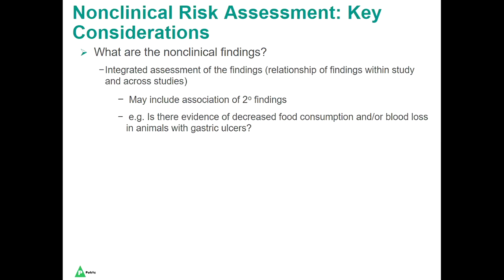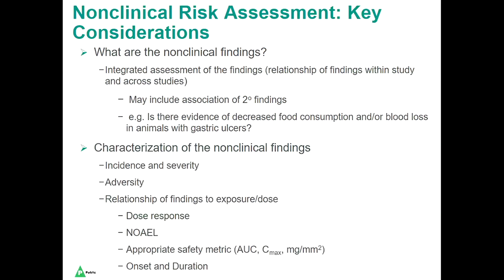So you're going to have to take these results in toto and really sit down in depth with a group of people that scientifically have different areas of expertise to formulate what the impacts are, what the dose response is, what your no adverse effect level is, because you have to define adversity. Adverse might be body weight loss or it might not. What's your appropriate safety metric to then decide on a human dose? And what's the onset and the duration of the target toxicities that you're seeing?